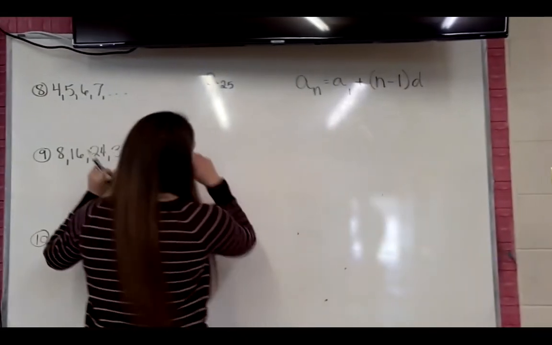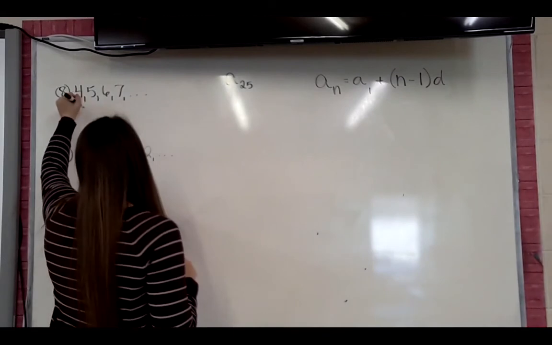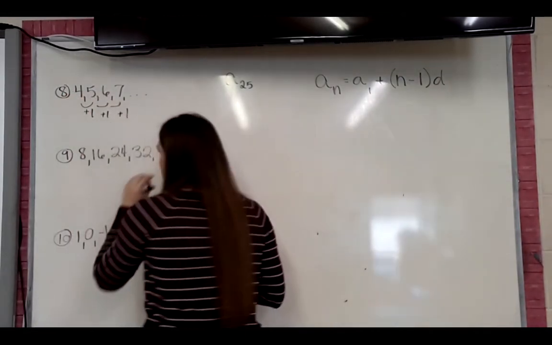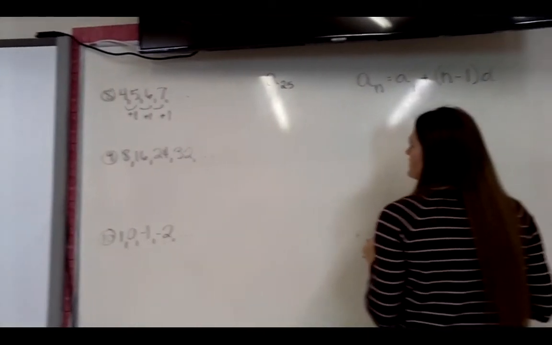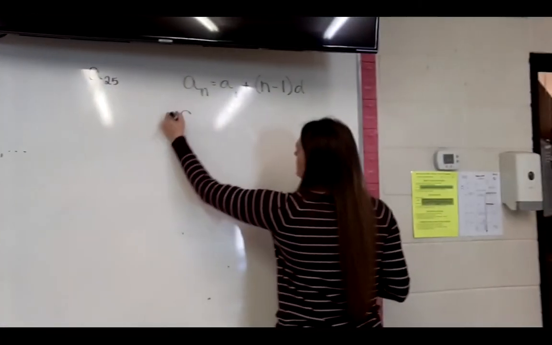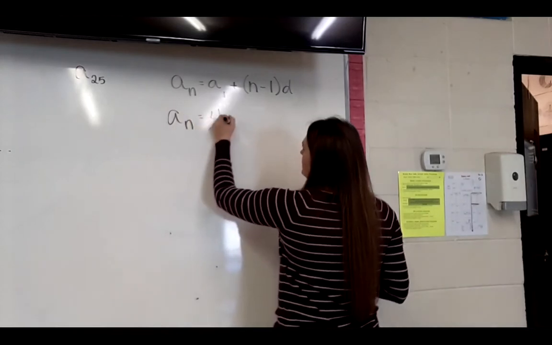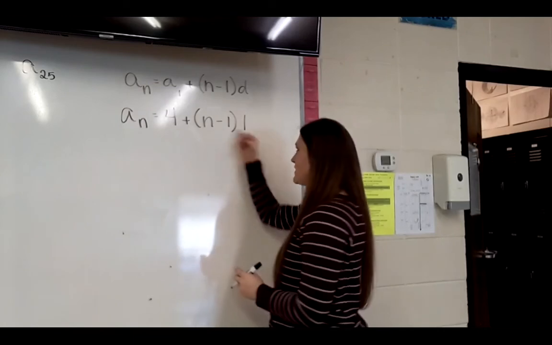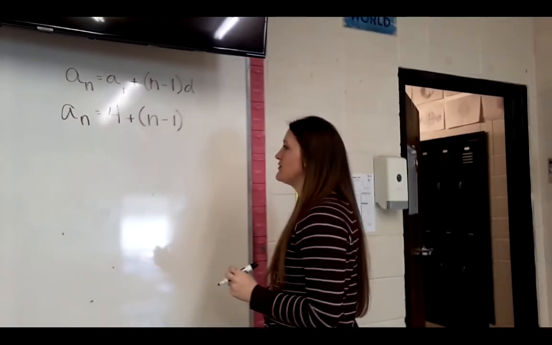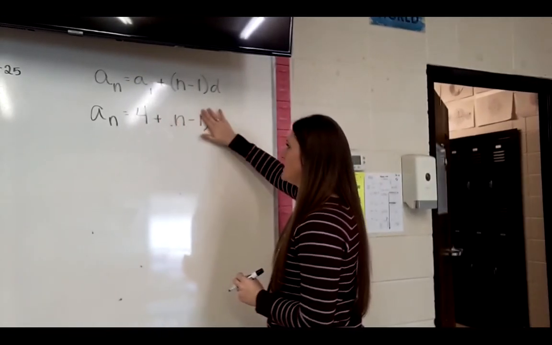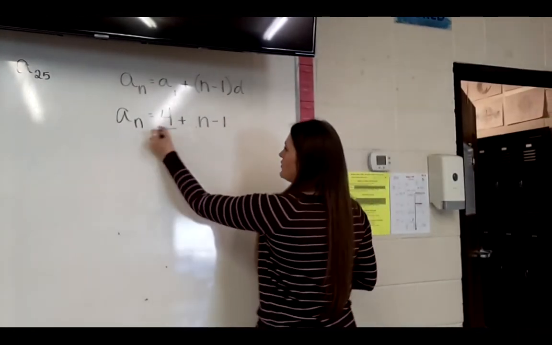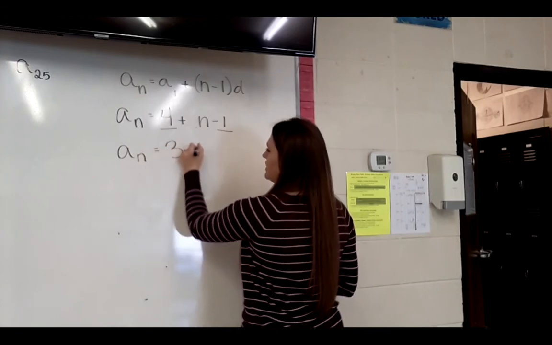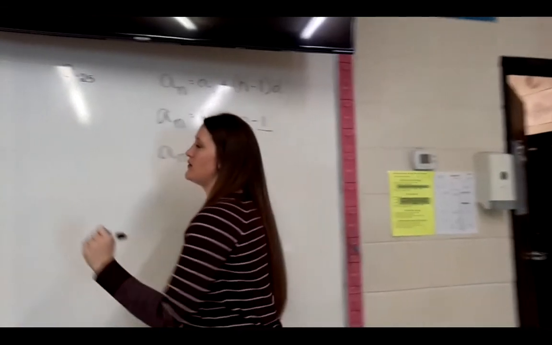So we come over here. What's happening each time is we are adding 1. So that is our difference. Our first term is 4. So I come over here: 4 plus n minus 1, our difference is 1. 1 times anything doesn't change it. So I'm left with this. We can drop these. 4 minus 1 is 3. So a sub n is going to equal 3 plus n, or n plus 3 on that one.